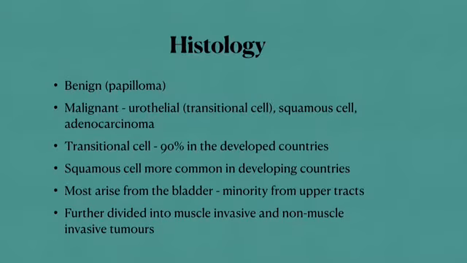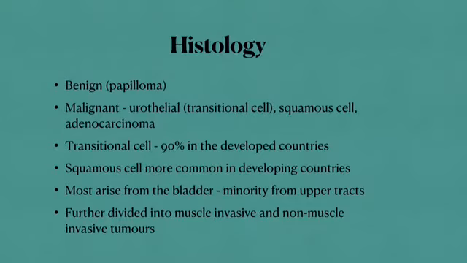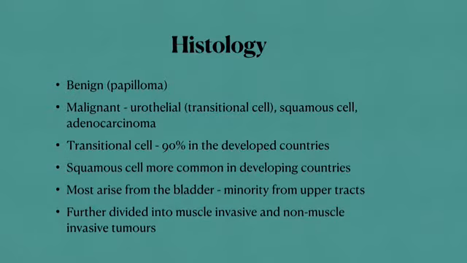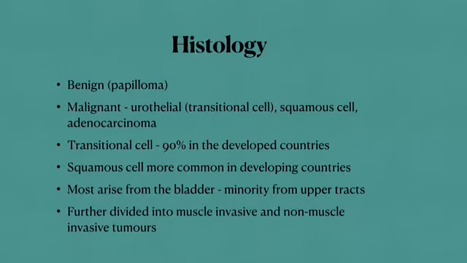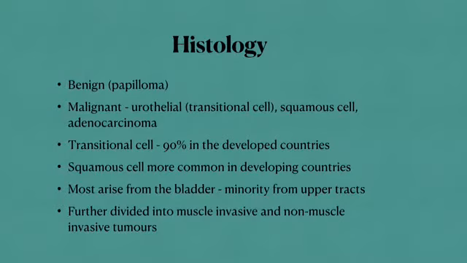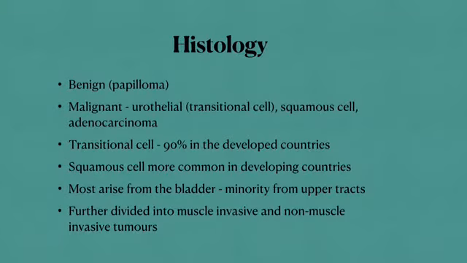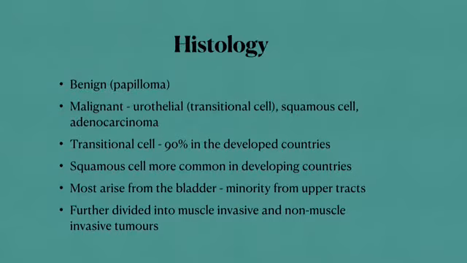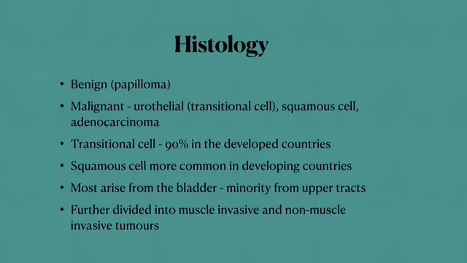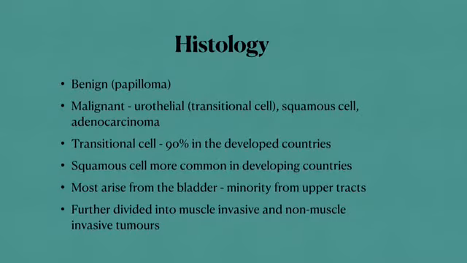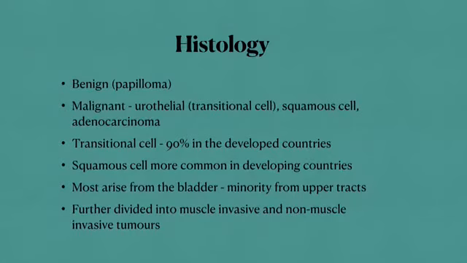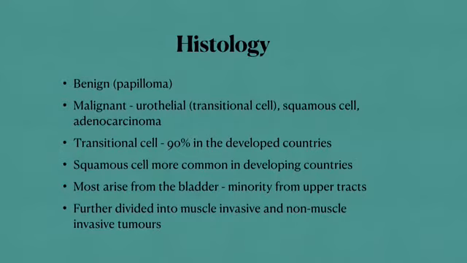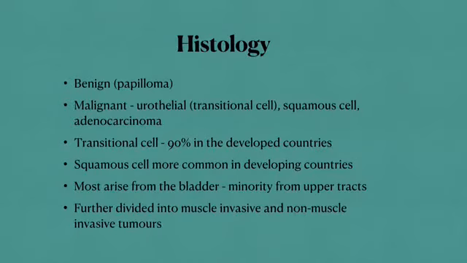As with most cancers, they can be divided into benign and malignant. Benign bladder tumours are normally papillomas. The vast majority of bladder tumours, however, are malignant. These are divided into urothelial, of which the most common is transitional cell, squamous cell carcinomas, and adenocarcinomas. Transitional cell are the most common in developed countries, making up about 90% of diagnoses. However, in developing countries, squamous cell cancers are more common. Most arise from the bladder urothelium, but you do get a minority that arise from the upper tracts.